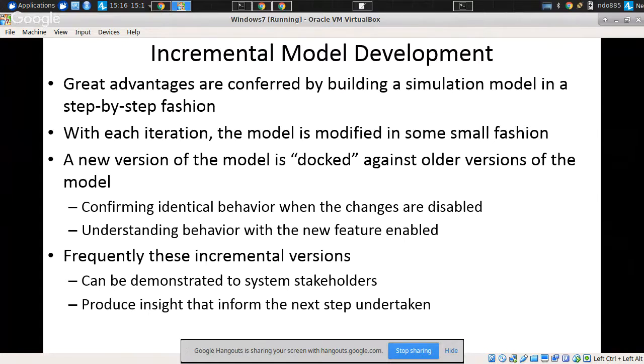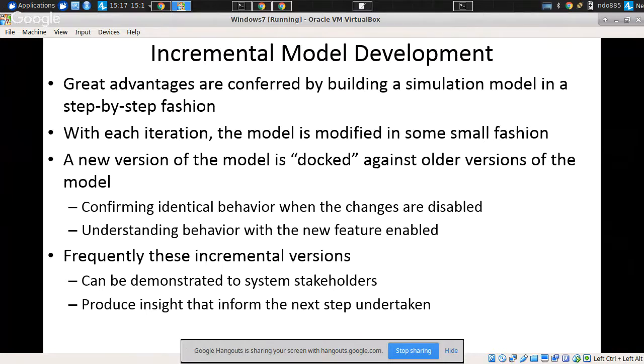You would ignore this at your peril, okay? And this certainly can feature highly in an exam. So the idea is to build in a step-by-step fashion. With each iteration of the model, each version of the model is modified in some small coherent fashion. You add in some effect or some new factor in the model and its effects on things. And then you experiment with the model.